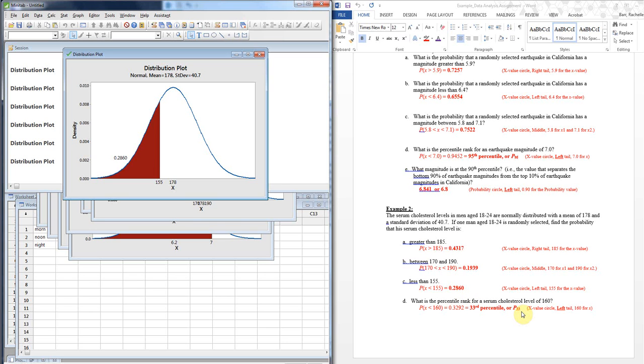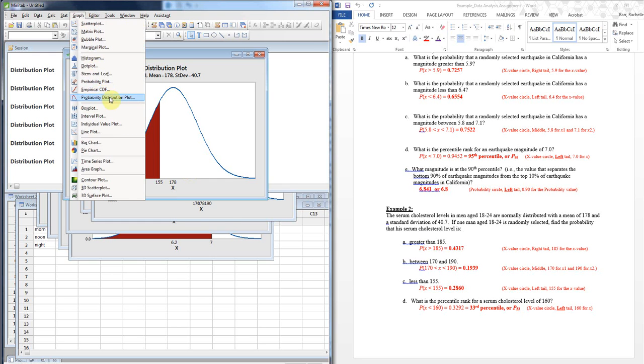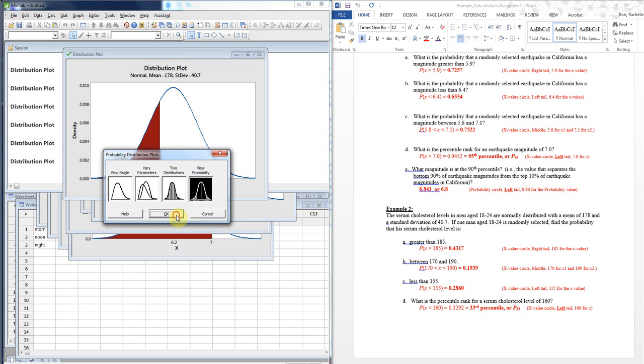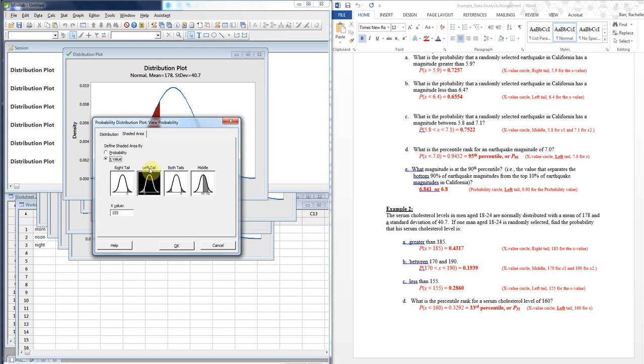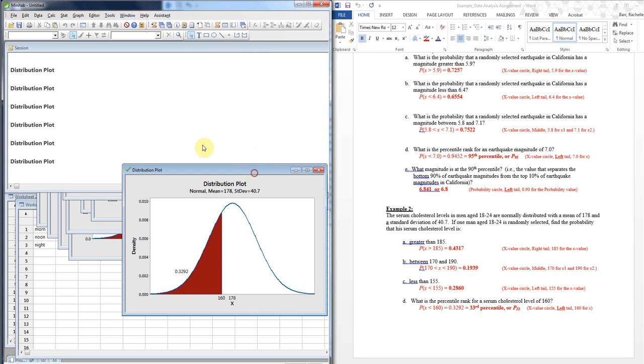Alrighty, let's find the percentile rank for a cholesterol level of 160. So we'll go to probability distribution plot, probability view, and since we're doing percentiles, we know we're shading to the left, so we'll choose left tail. And we're going to put in 160 and hit OK. And that's all she wrote.